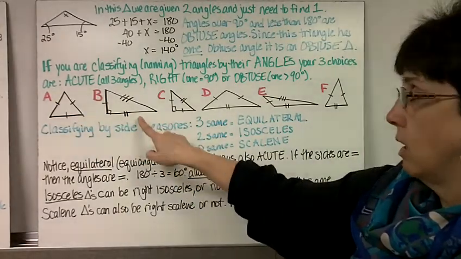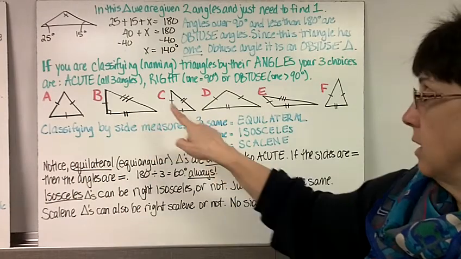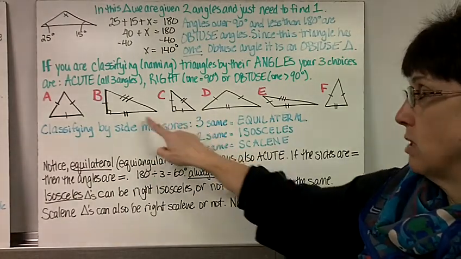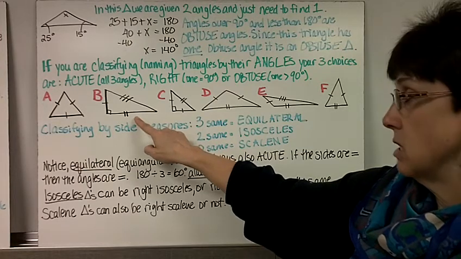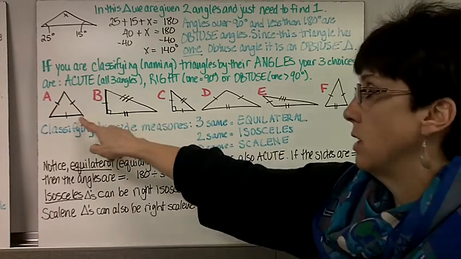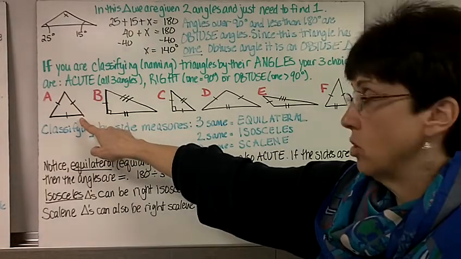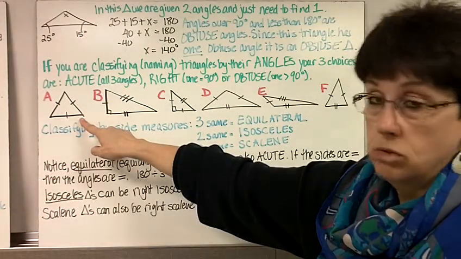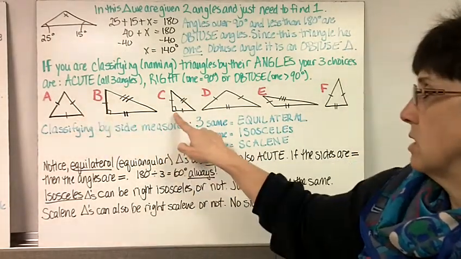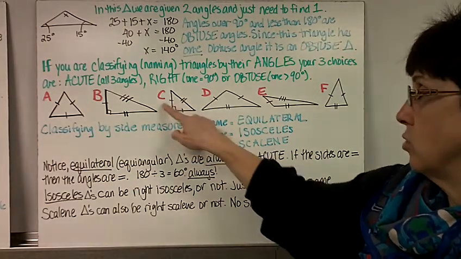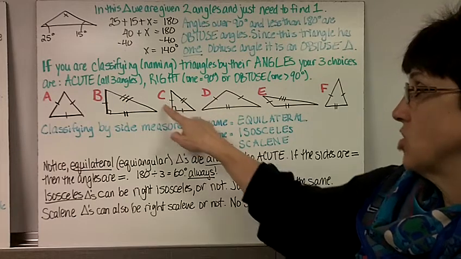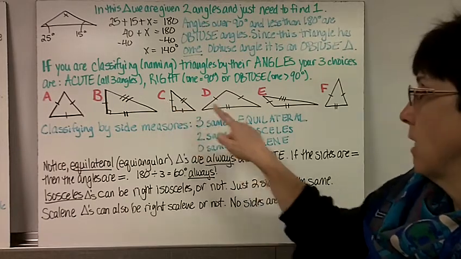Equilateral. Scalene, and what type of triangle is this? This is a right triangle, right? So it's a scalene right. This is an equilateral, and it's also acute, and I'll talk about that in a second. What's this one? Equal. These two are equal. This is right isosceles, because two are the same.